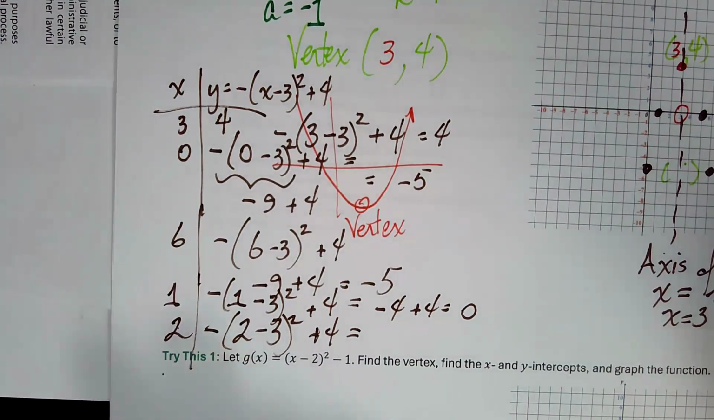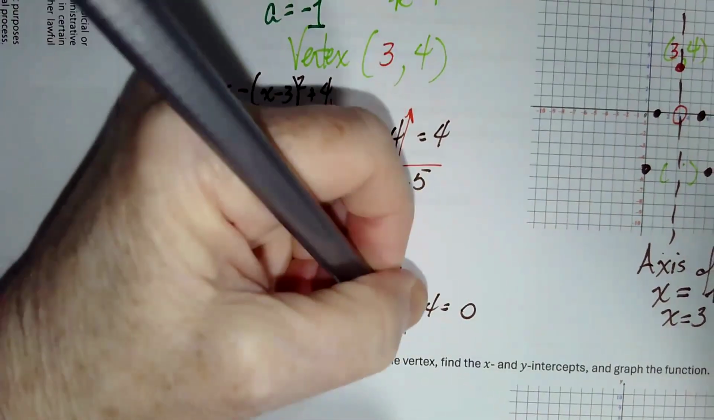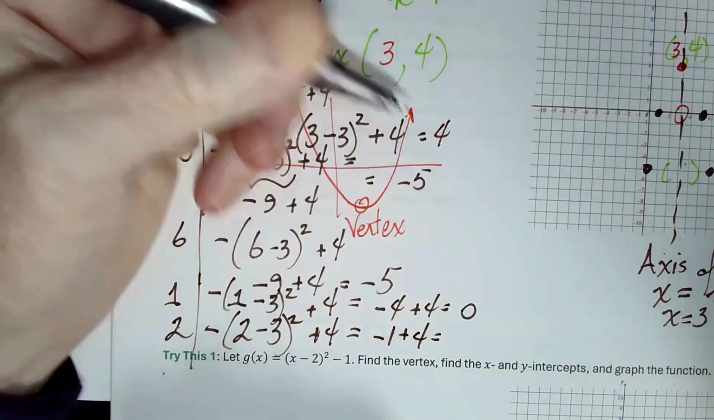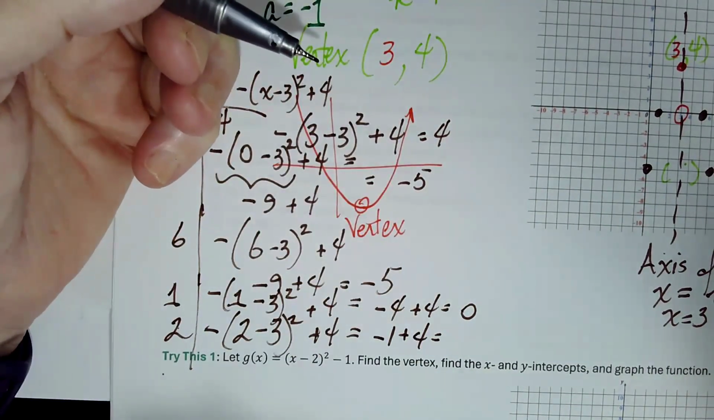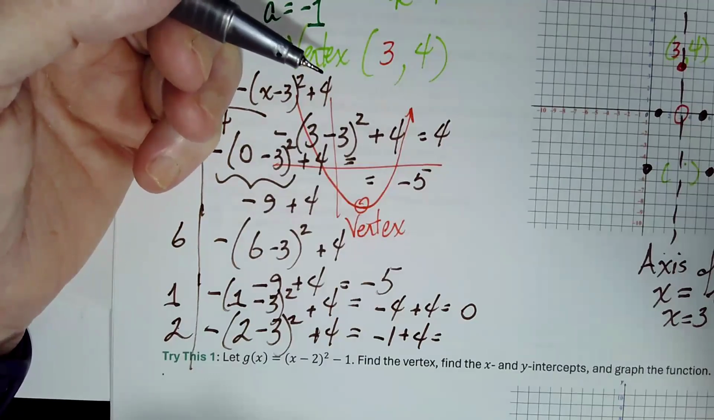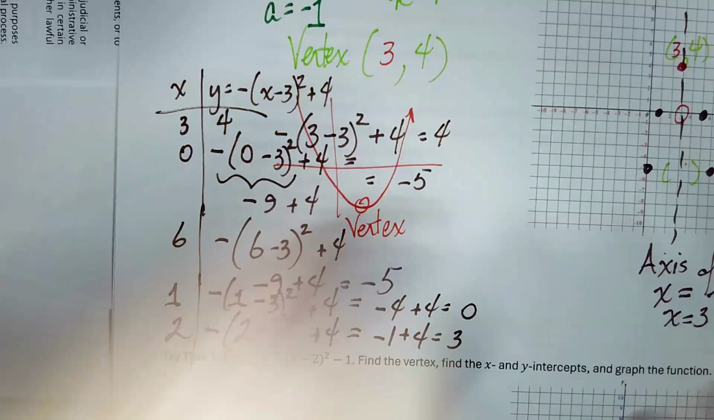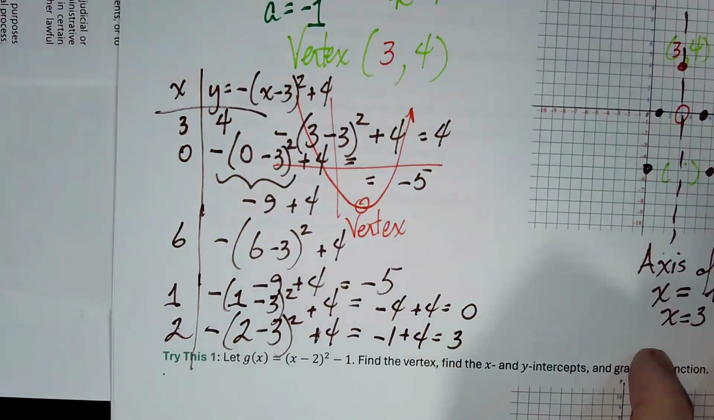Negative 1. Good. Negative 1. 3. So that gives us 0.2.